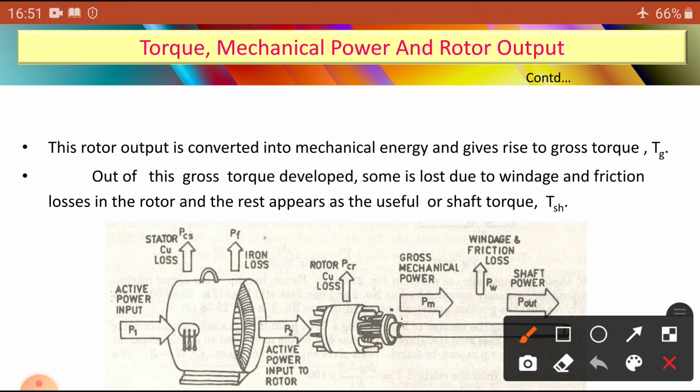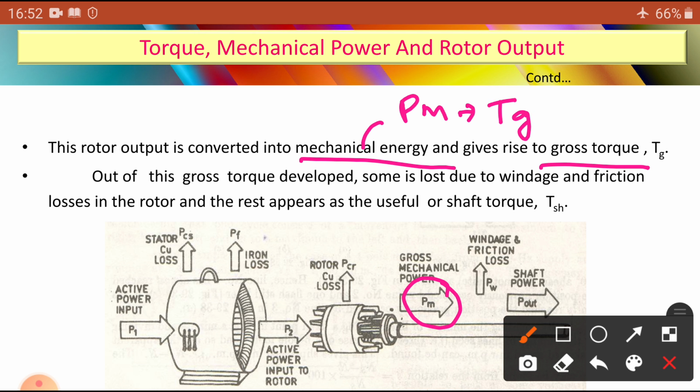Now what is here? The rotor output is converted into mechanical energy. What is the rotor output? It is this rotor output PM. So the rotor output is the mechanical output, and it gives rise to the gross torque. Due to the mechanical power PM, it produces a torque. This is the gross torque, which we call Tg.